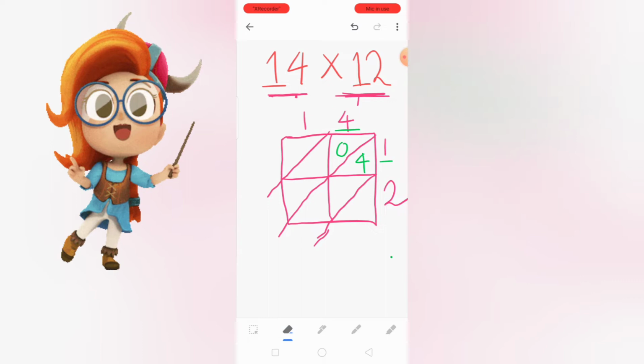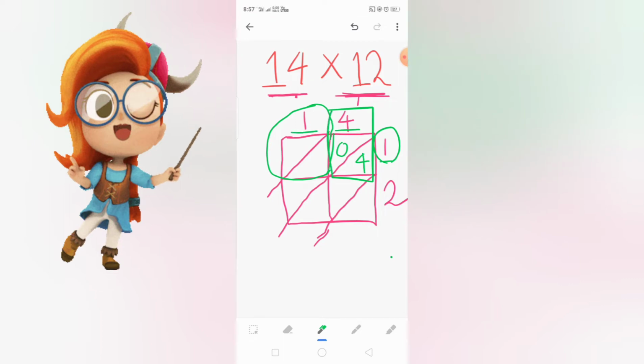Okay, now we see another square like this. Here we omit 4, and we take 1. We omit this box. See here 1 is present, here 1 is present. 1 into 1 is 1, so now we also write 1 here and 0 here.